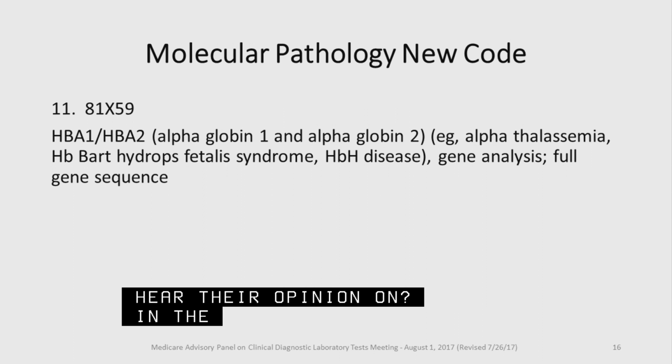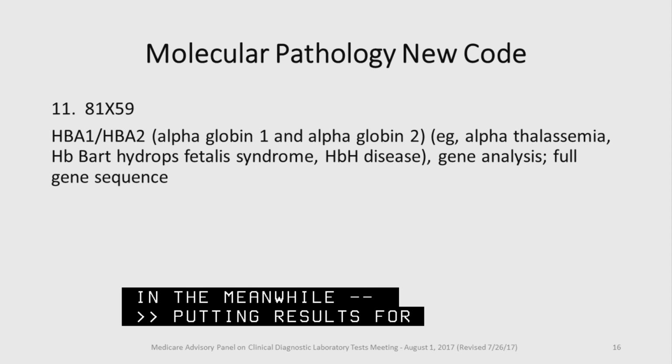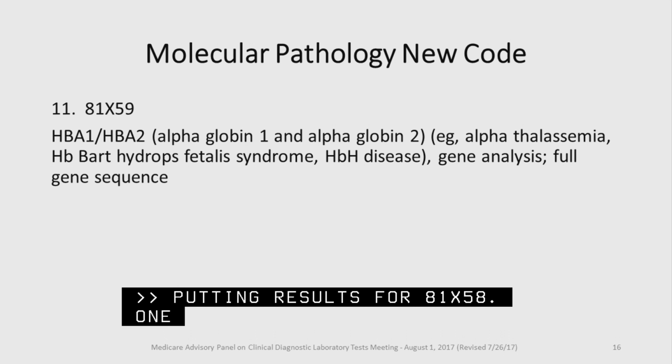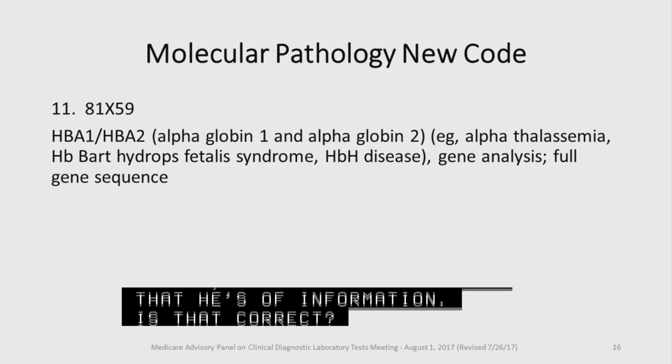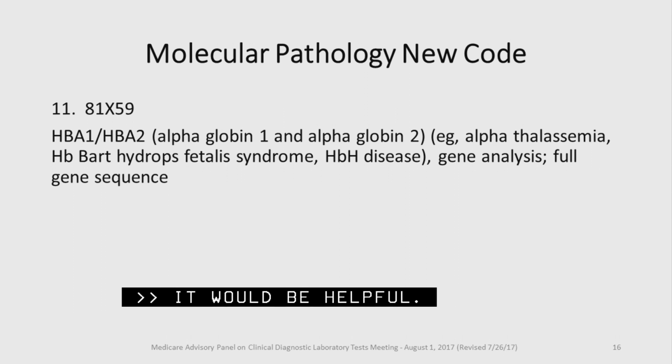Voting results for 81X58: 8 members indicated to crosswalk to 81215 times 2. 1 indicated to crosswalk to 81235. So Dr. Schoonmaker, you're still needing that piece of information, is that correct? Well, it would be helpful. The 81235 is priced at $331, and the 81321 is priced at $604, so it really does make a difference. And I'm trying to figure out which one is more resource similar.